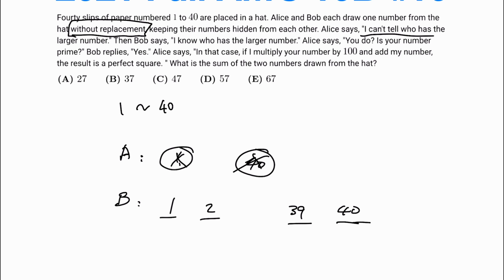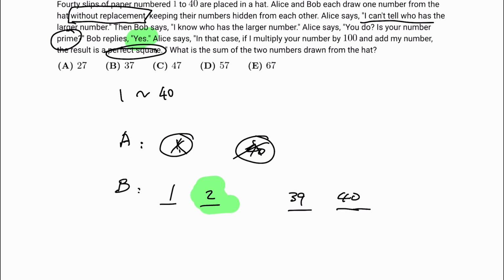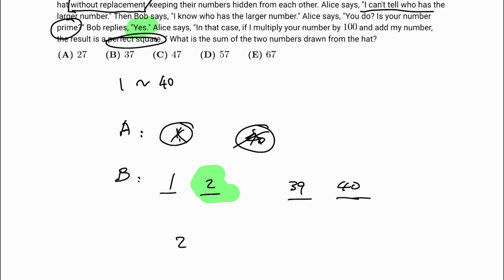Now Alice says, you do? Is your number a prime? Now Bob replies, yes, my number is a prime. And the only prime in the 4 numbers that we listed is 2 itself. Now, if I multiply your number by Bob's number, the result is a perfect square. If we multiply this number by 100, we get 200 plus Alice's number, I'll just use a. That is equal to a perfect square. Let's say k squared, where k is an integer.